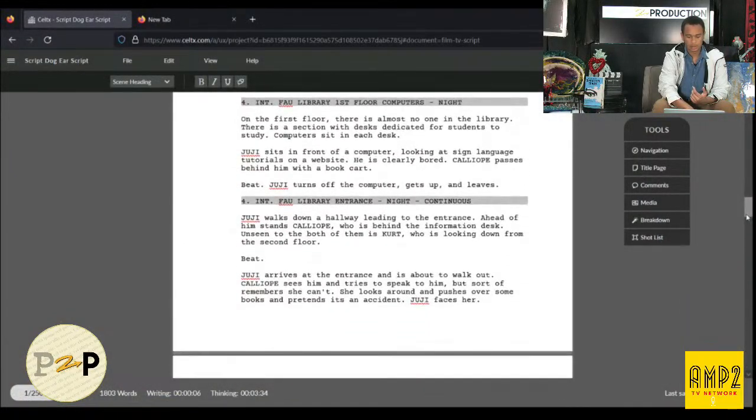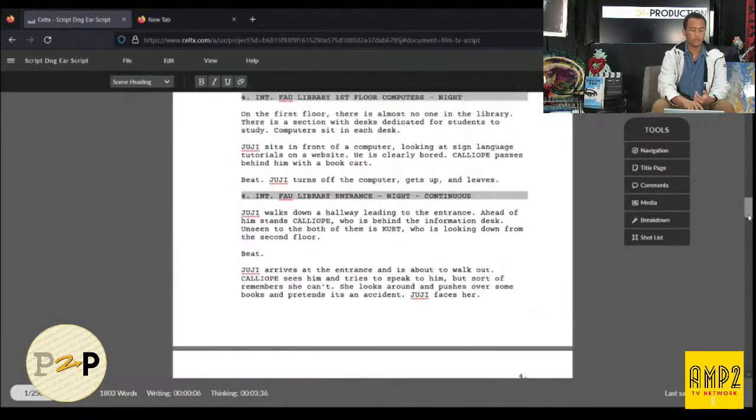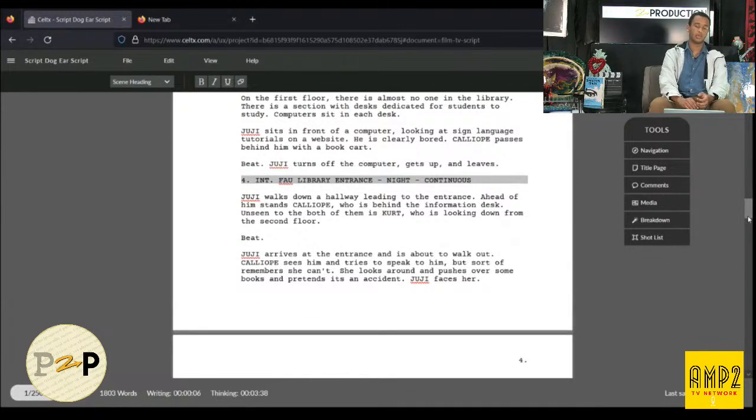Then the more this script goes on, the more we see that Calliope is also interested in Juji, and I wanted to make sure that there were shots or scenes where it was just Calliope or majority Calliope so that we actually have that other side to the story, because I found a lot of young love romances are kind of one-sided, if that makes sense. So I want to show that it was two fronts.